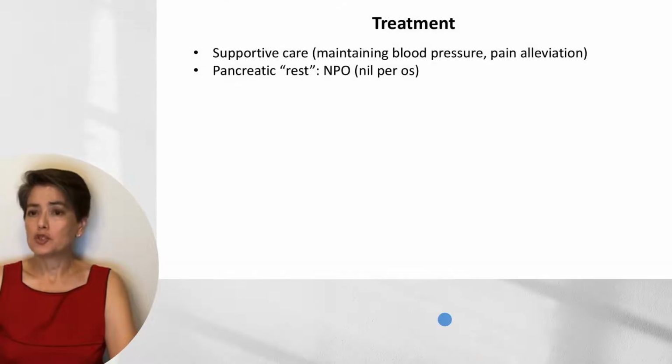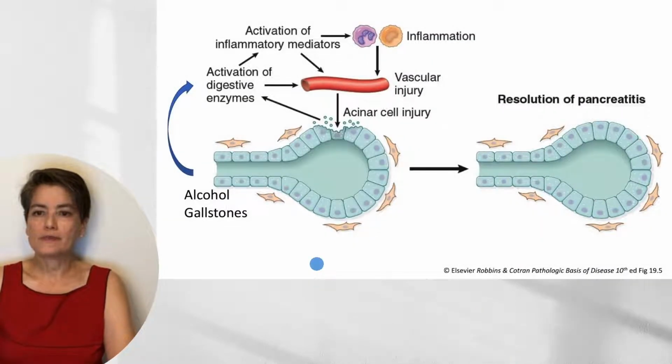So as I mentioned, the majority of cases are quite mild, about 80%. So you're going to provide supportive care, maintaining blood pressure, pain alleviation, etc. We also are going to provide pancreatic rest by making the patient NPO, which stands for nil per os, which means nothing by mouth. I wanted to share this image from Robbins and Kumar Pathologic Basis of Disease.